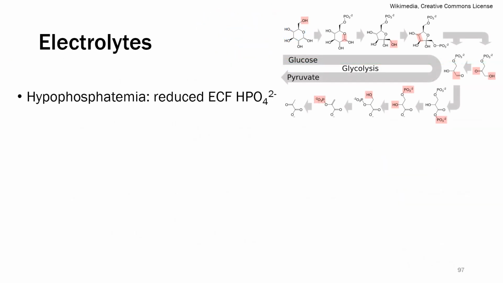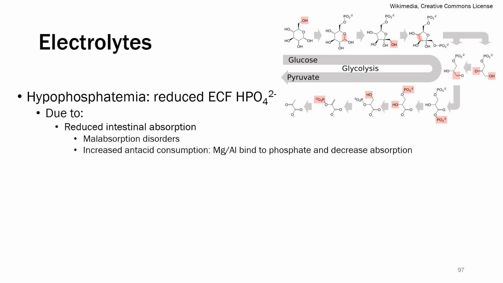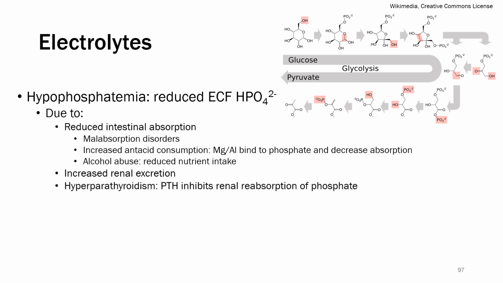Let's look at phosphate. Hypophosphatemia is a reduced extracellular fluid phosphate concentration. That can be due to reduced intestinal absorption, due to malabsorption disorders. Antacids, magnesium and aluminum, can bind to phosphate and decrease their absorption. Alcohol abuse can reduce nutrient intake and reduce phosphate. It can be due to increased renal excretion. If there's hyperparathyroidism, the parathyroid hormone inhibits renal reabsorption, so you can lose too much phosphate.